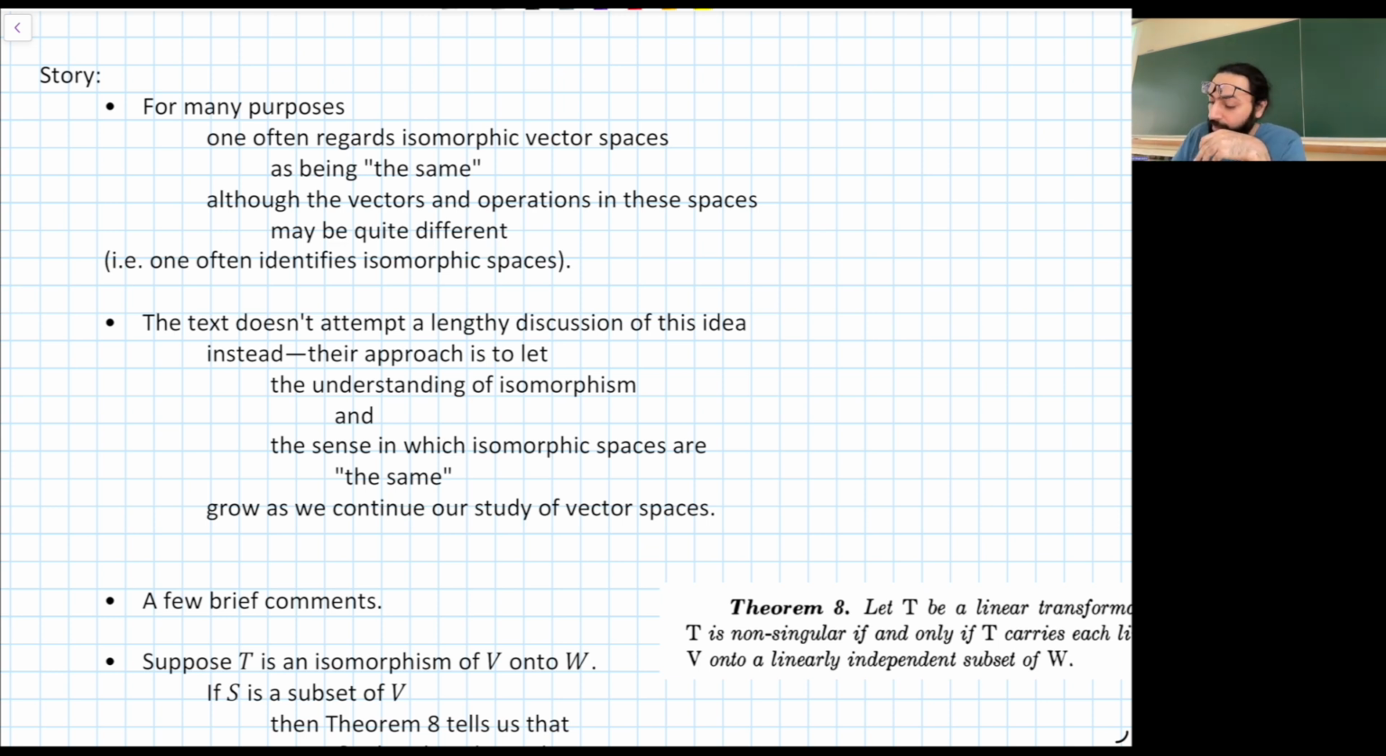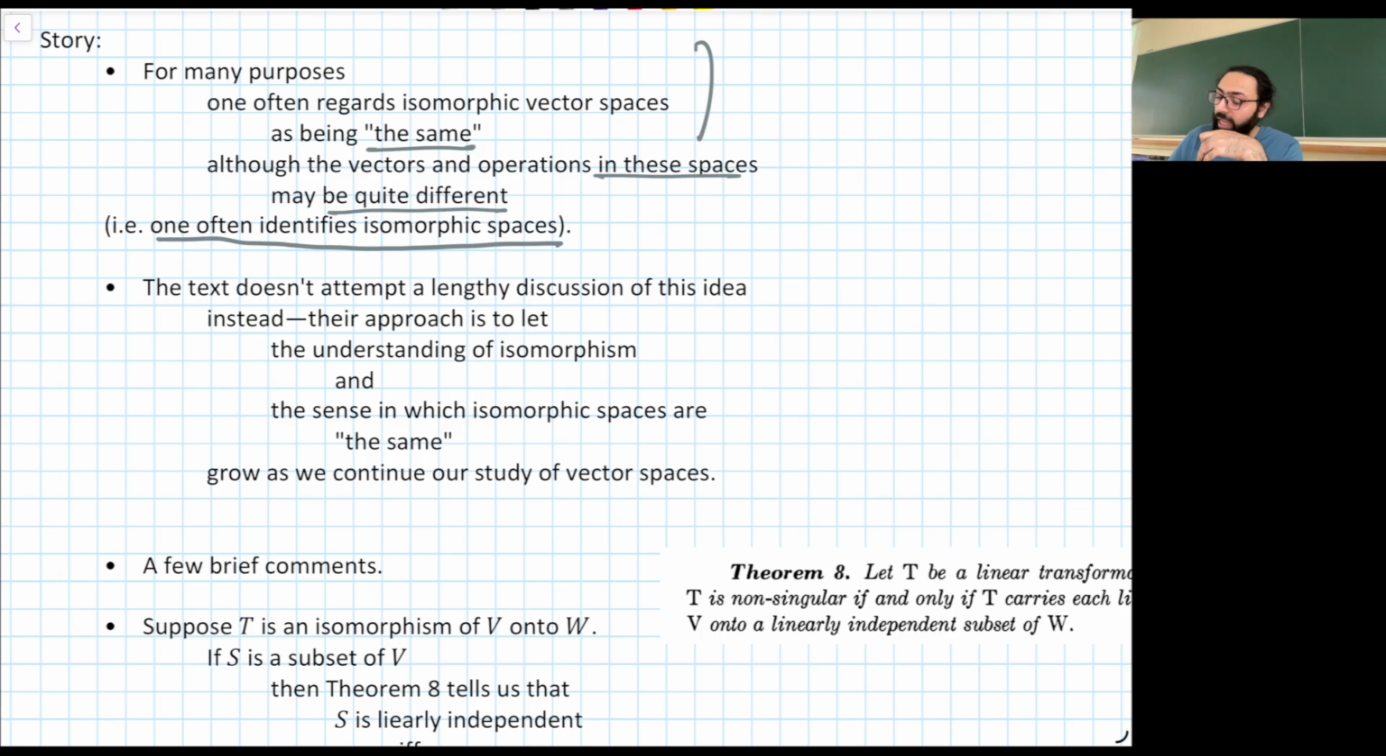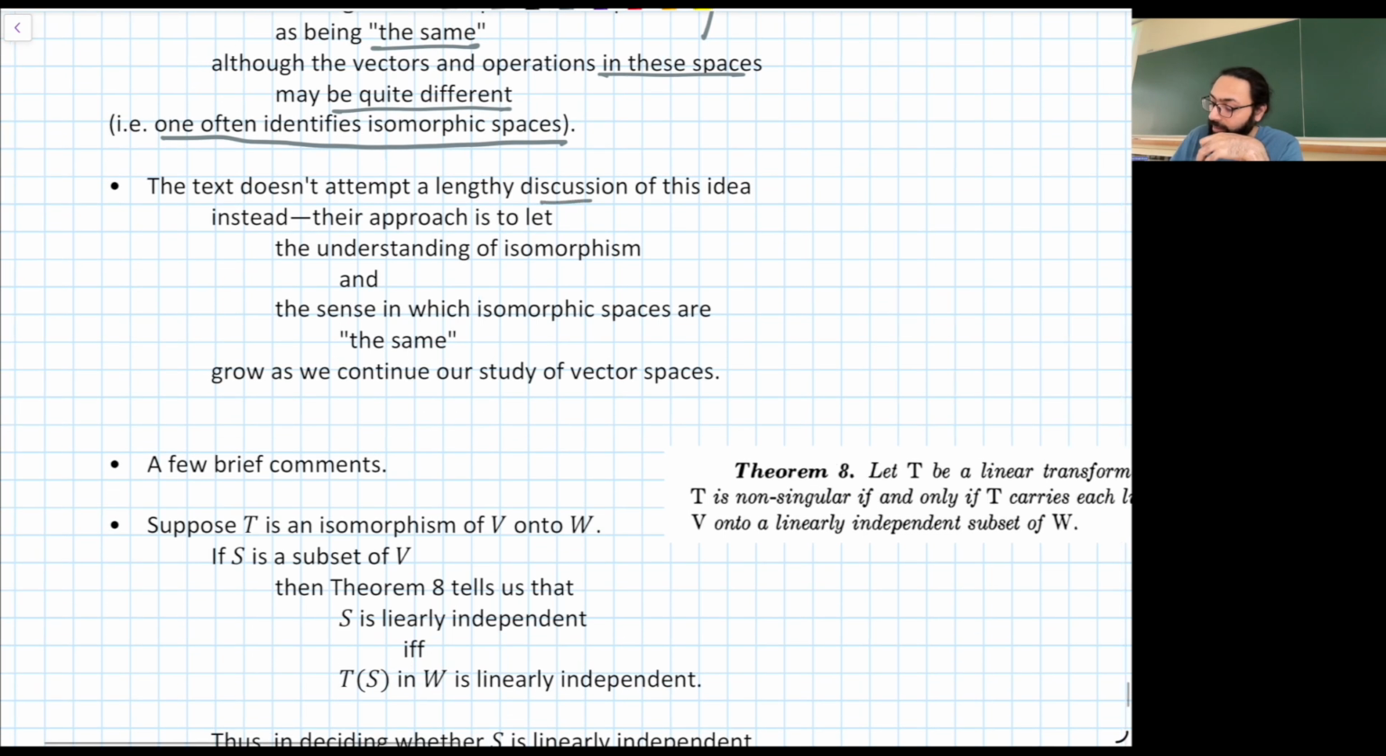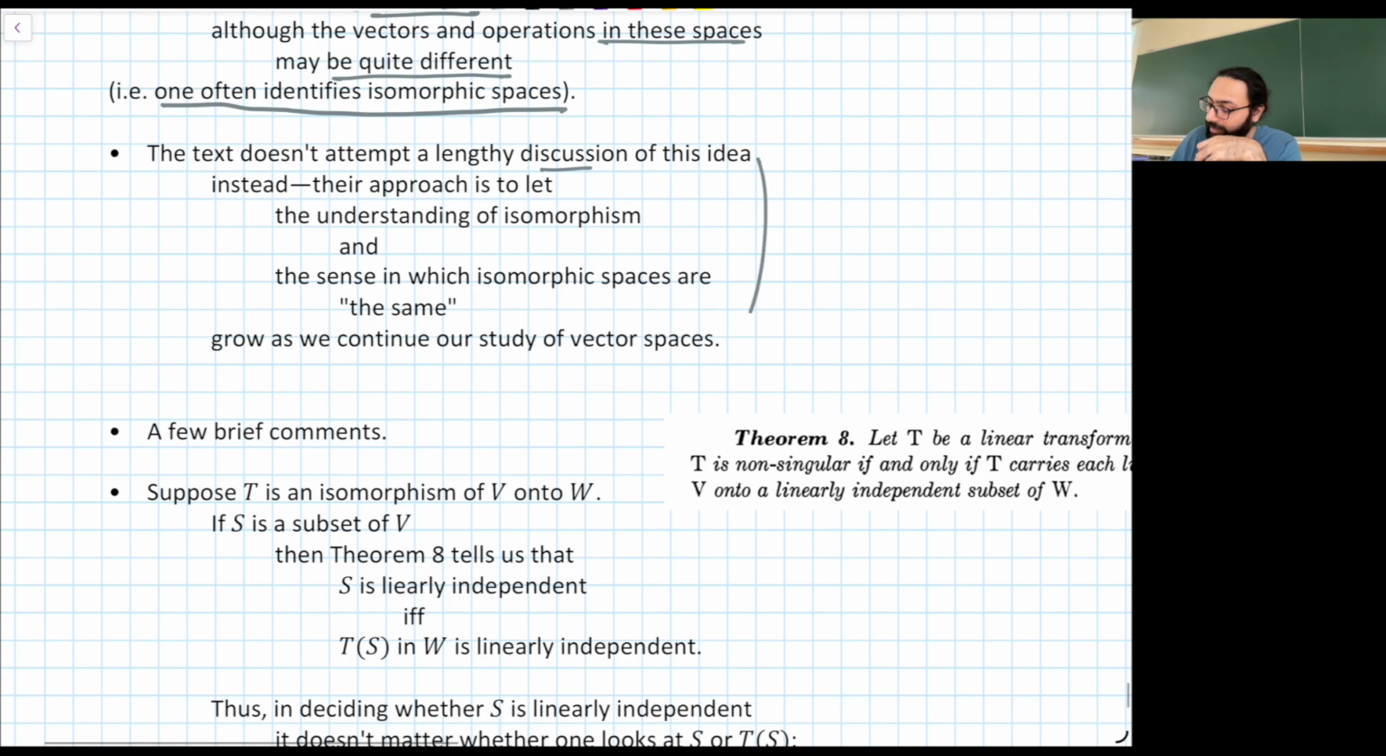Okay. So for many purposes, one often regards isomorphic vector spaces as being the same, although the vectors and operations in these spaces may be quite different. So one often identifies isomorphic spaces. What this is doing now is trying to give you some intuition about why isomorphisms matter. It will not give too much intuition, but it's basically saying that any two vector spaces that are isomorphic, we can think of as essentially being the same space. That is the idea. Now it's going to tell you why that is the case. It doesn't give a lengthy discussion, but it will become clear.